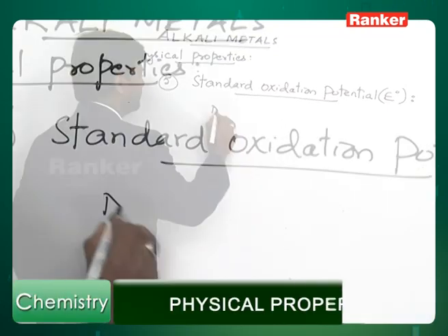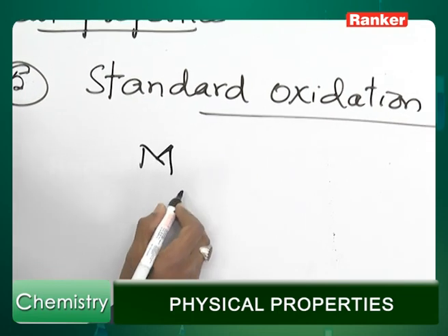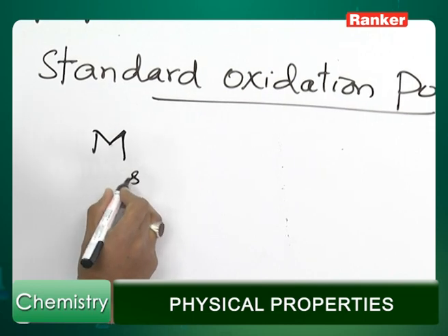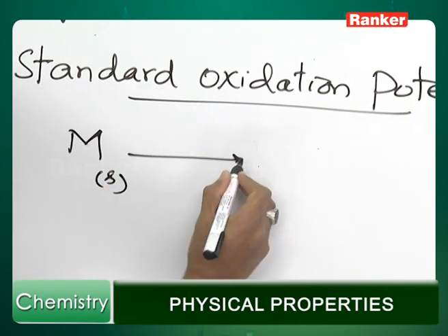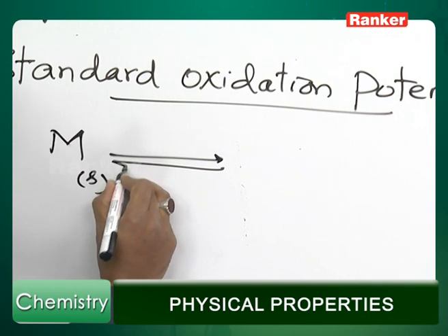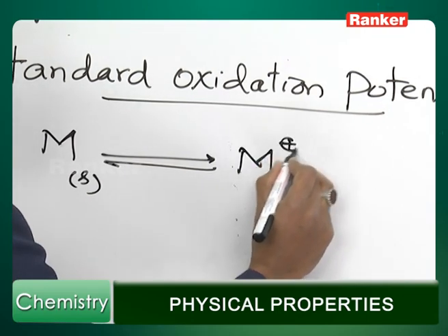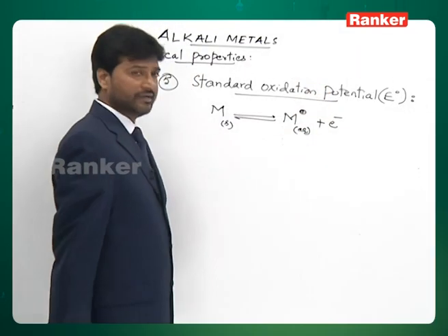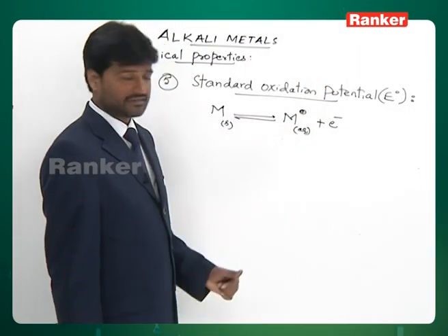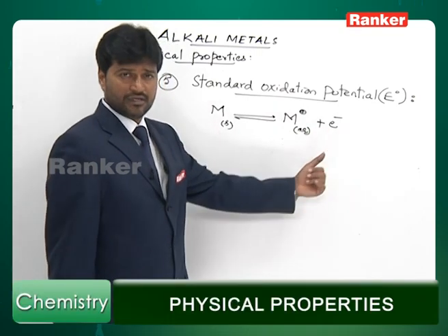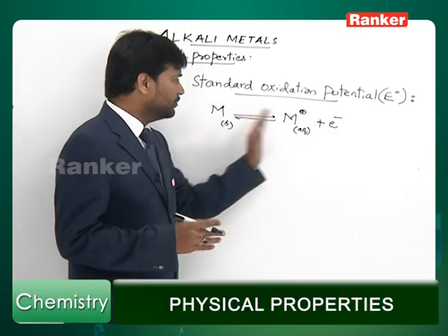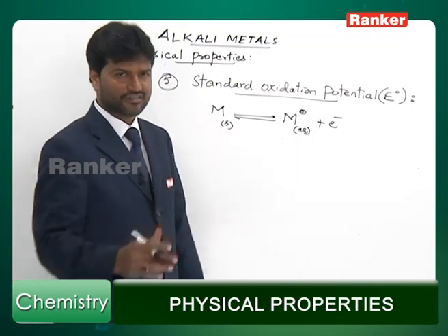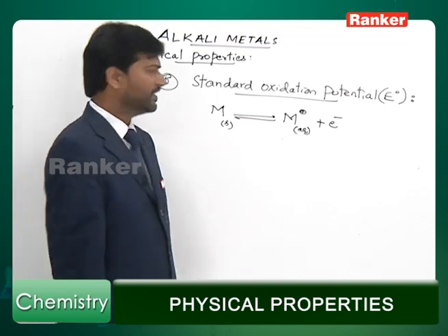If you look at an alkali metal, this is a general representation I am showing for an alkali metal M, which is a solid. When it loses an electron in aqueous solution, it becomes M plus aqueous. It is losing an electron. Now, you can call this reaction oxidation. If you look at it in this direction, you call it oxidation. Loss of electron is called oxidation.